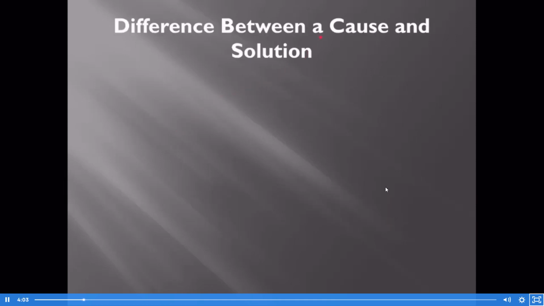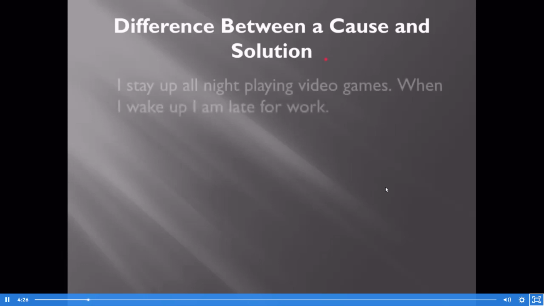So what's the difference between a cause and solution? This often causes a huge amount of confusion, especially on test day. When you are under pressure, you're feeling stressed, and you're rushing through everything, and often you will just see one word and think that it is that, but when you really look at it deeply, it is not that at all.